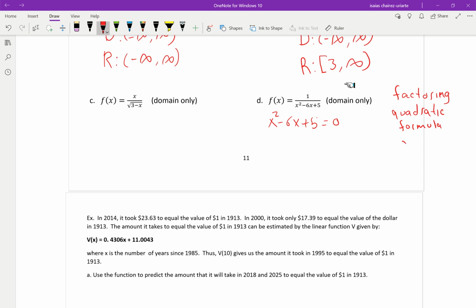Remember, the quadratic formula says that if ax squared plus bx plus c equals 0, the solutions are given by negative b plus or minus the square root of b squared minus 4ac, over 2a. If you want to go that route, sure. I think factoring is a little bit easier here. What we could do is the following.